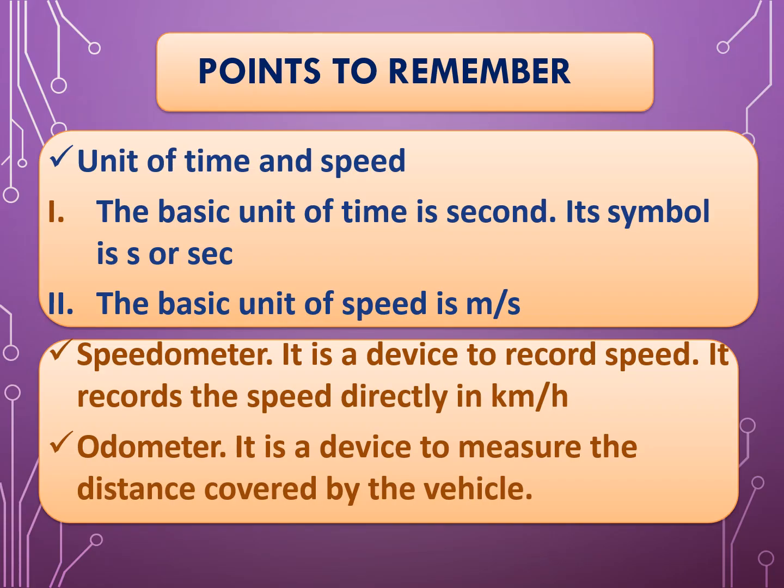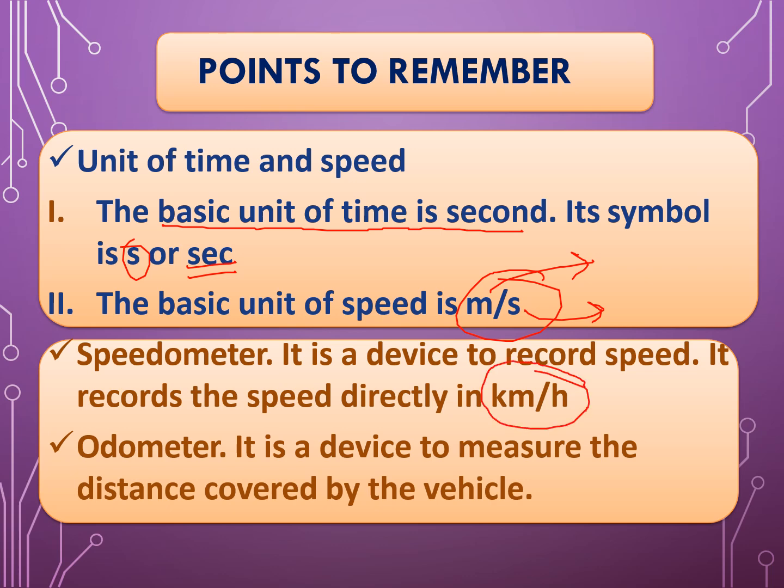Now you should remember that the basic unit of time is the second, which is written as S or SEC. And the basic unit of speed is meter per second. Fine, meter per second. Speedometer, I'm sure you must have noticed in cars and bikes. It measures the speed in kilometer per hour.